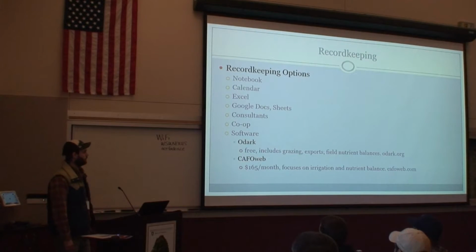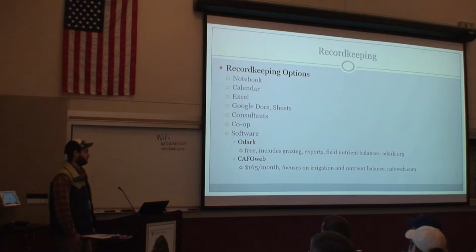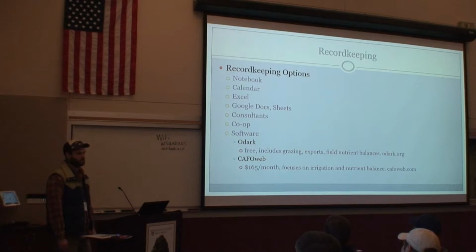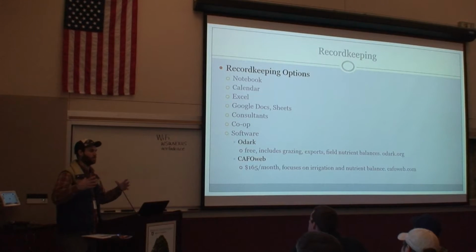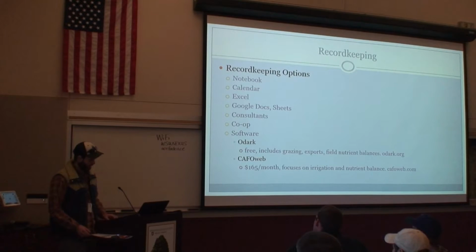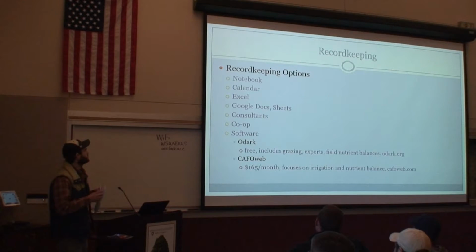Down here at the bottom, there's a couple of software options out there that can be helpful. I don't know too much about CaffleWeb, but I know that is a paid version that can provide a lot more information on nutrient balance. And then ODARC stands for Online Decision Making and Record Keeping. It was developed out of Oregon. It's free. You can go on and create a free account and play around in there if you want. It's one way of keeping all of your record keeping in one spot, and it meets like 99% of what I'm looking for as an inspector. So those are the mediums in which you might keep records.